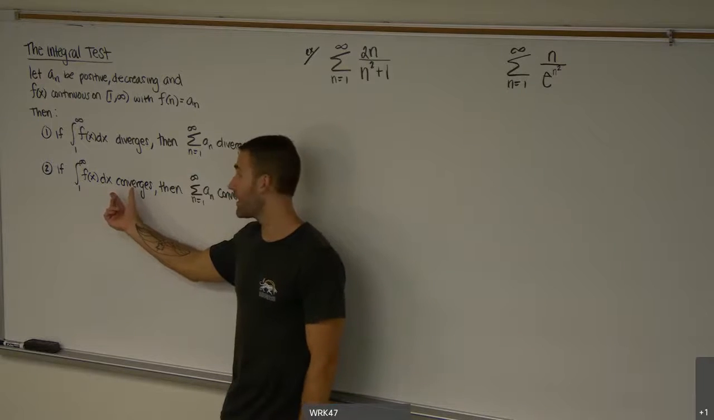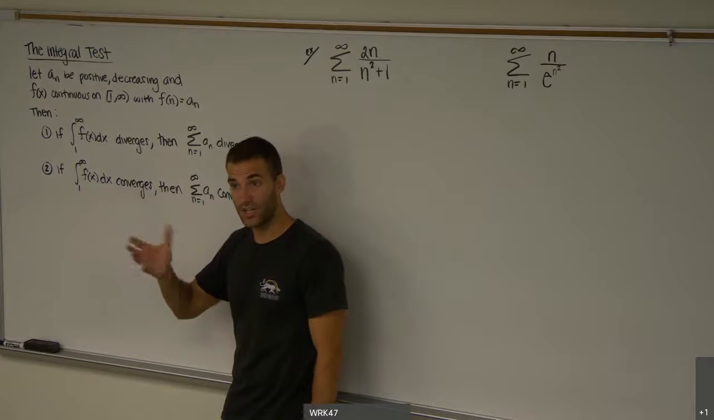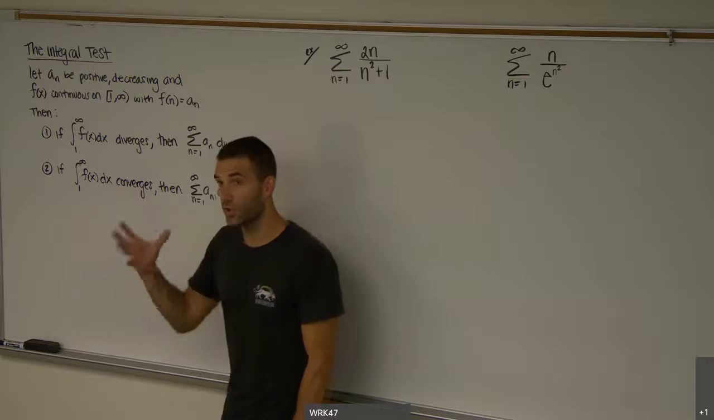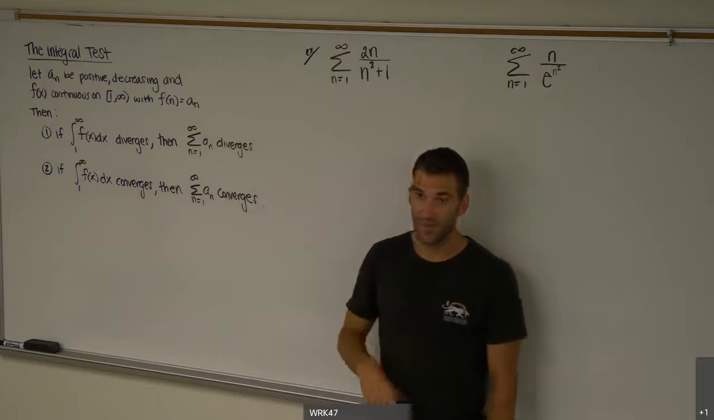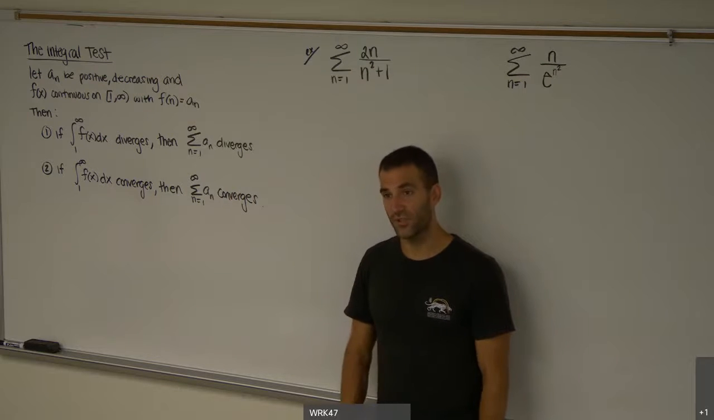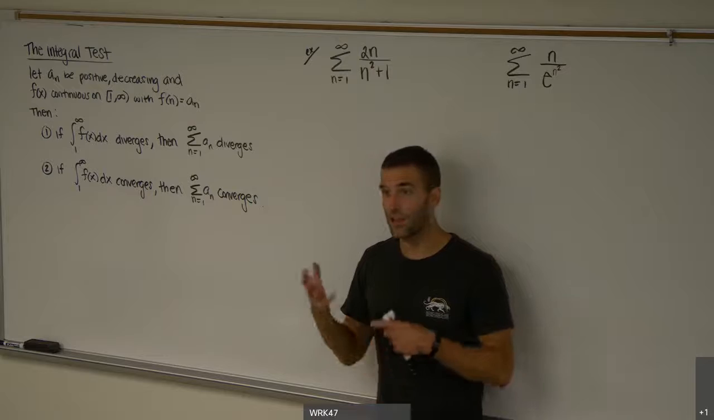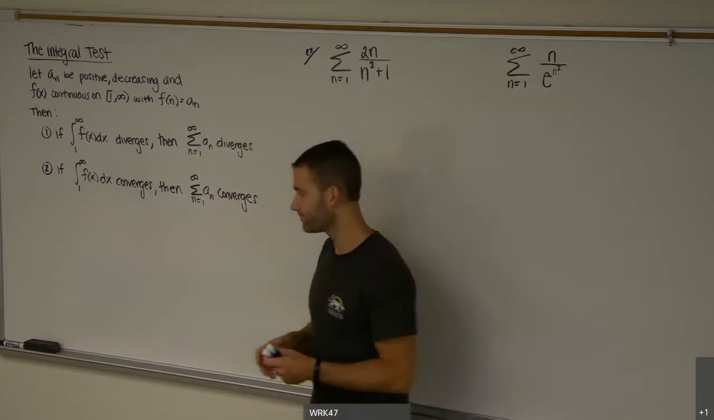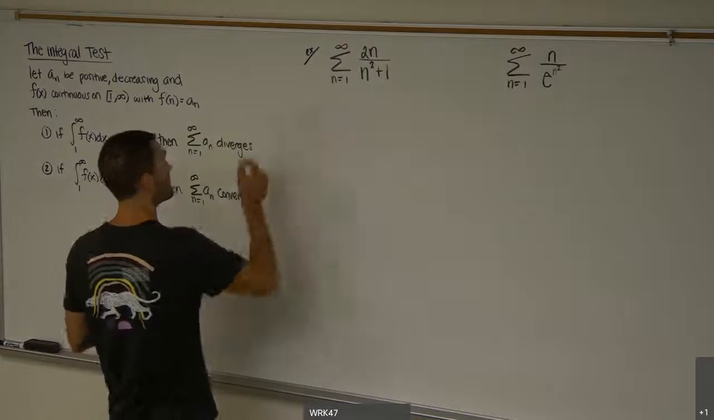But the integral, remember, is not exact, right? It's like an approximation of the actual sum of the series. So you could say that the integral is close to what the sum of the series is, but it's not the actual sum. And so we're not going to be able to find the actual sum. Our answer will now just be converge or diverge. You won't be able to tell me the sum.